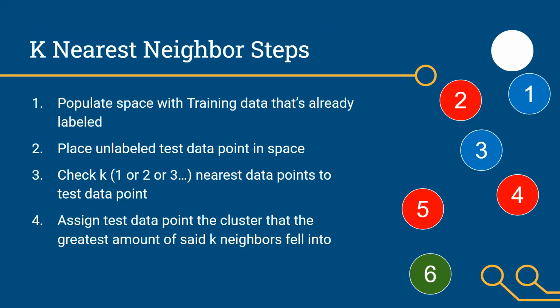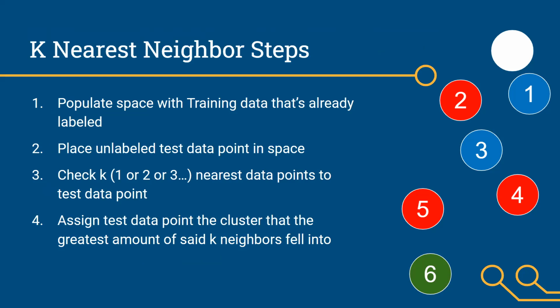So let's go to the steps. First, you're going to take your training data that you already have, the labeled training data. This will be a bunch of data points, and each of those data points will already be sorted into clusters, and each data point will know what cluster it is within. Then you're going to place your unlabeled test data in the space, and I'm going to go through with this diagram how it works.